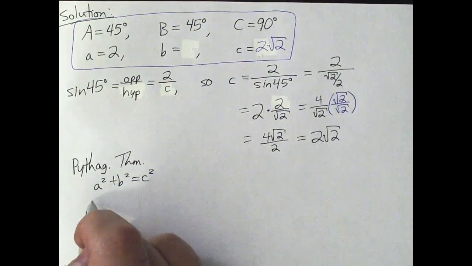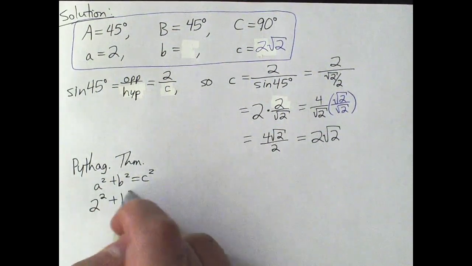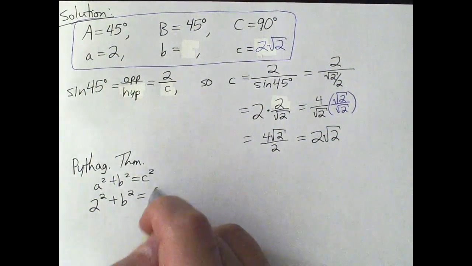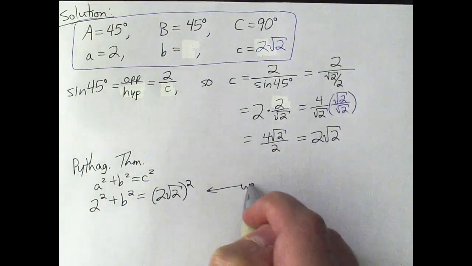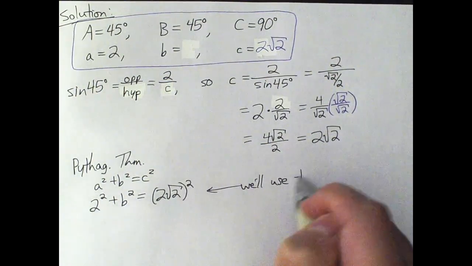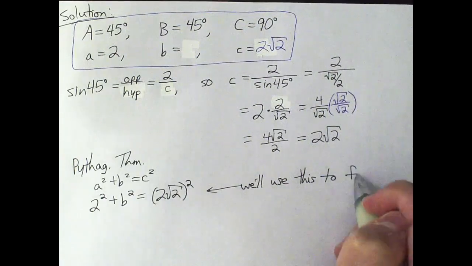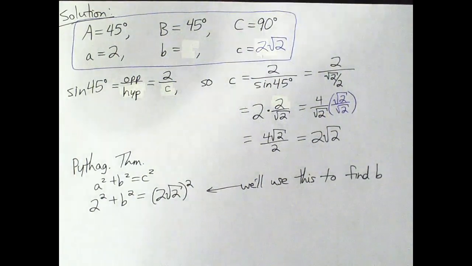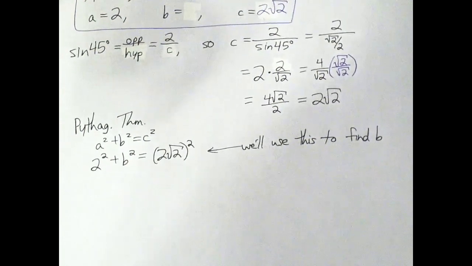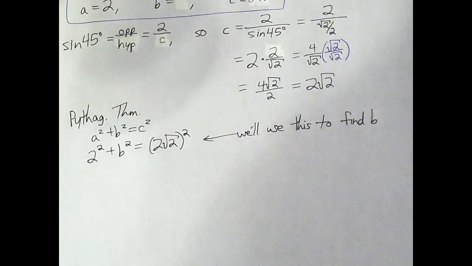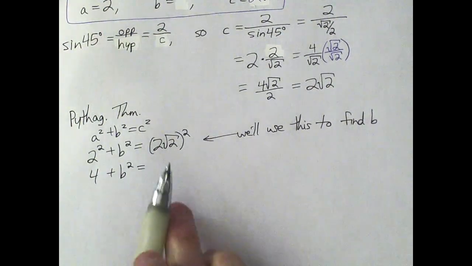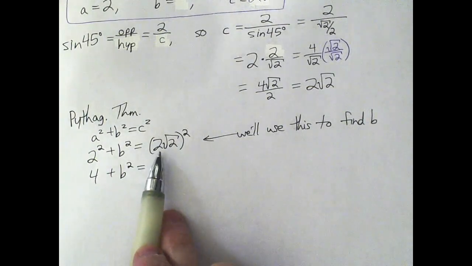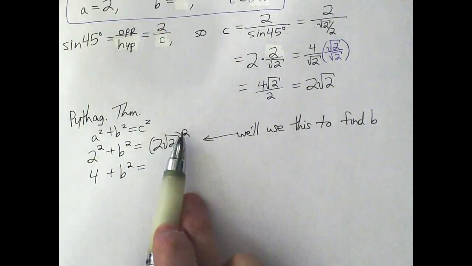In this case, that's going to be 2 squared plus b squared equals 2 times the square root of 2, squared. We'll use this to find b. No sines or cosines or tangents needed. We just need to do some algebra. 2 squared is 4. How about this? What do you think this is? 2 square root of 2 squared.